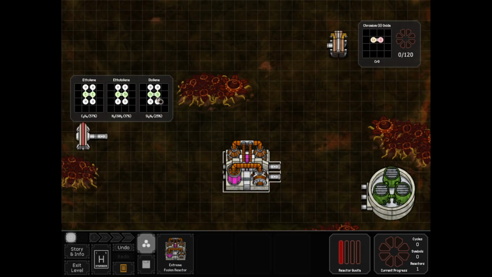So they look really similar and just differ in one of them having 2 carbon atoms, one of them having 1 carbon and 1 silicon atom, and one of them having 2 silicon atoms. And the task is to create chromium oxide, so chromium and oxygen bonded together with 2 bonds.